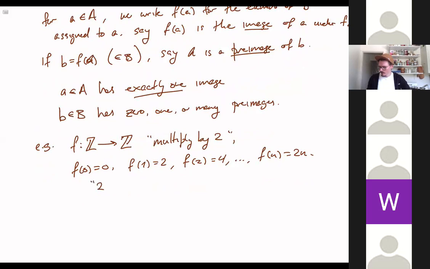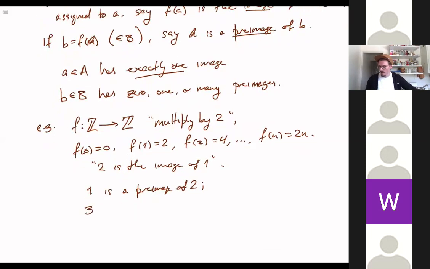So 2 is the image of 1. You can say that if you want. You can also say 1 is a preimage of 2. If we think about 3 in the codomain here, 3 has no preimage, because there's no integer that you can multiply by 2 and get 3.